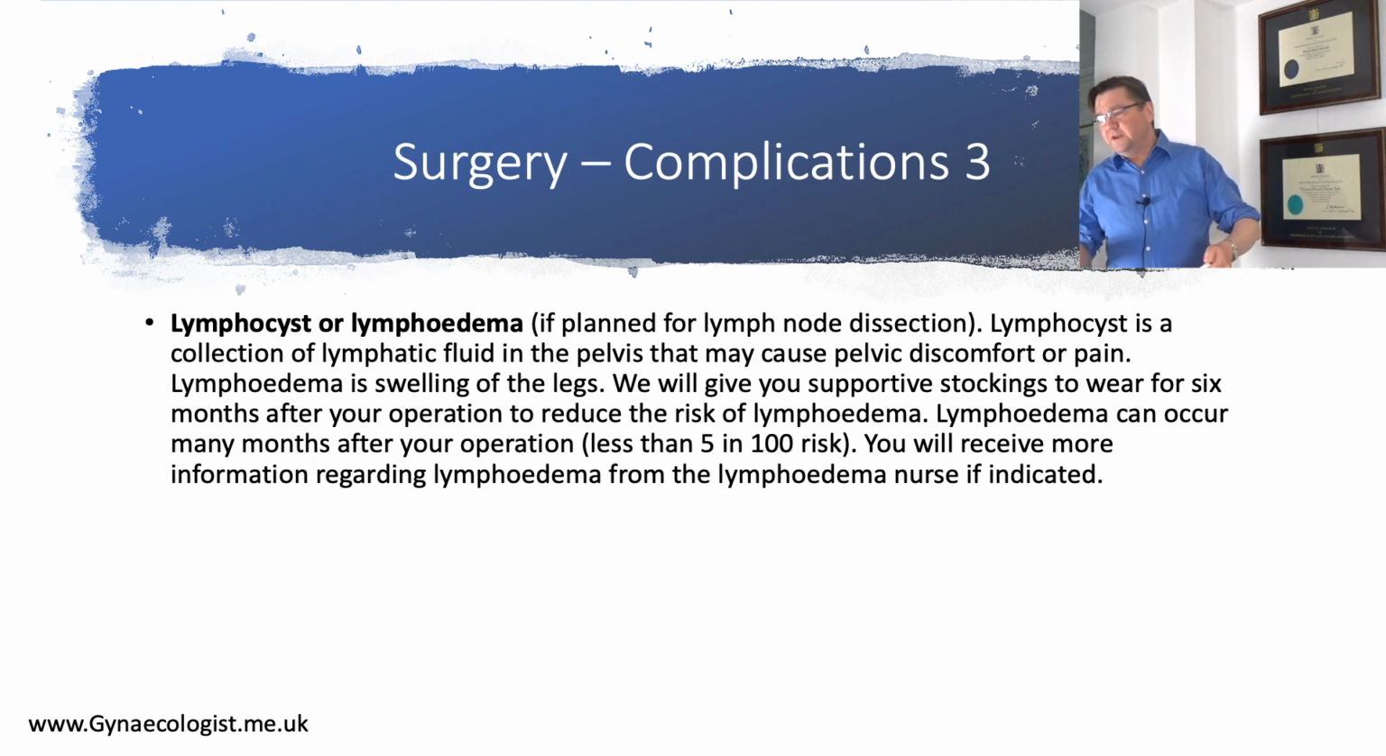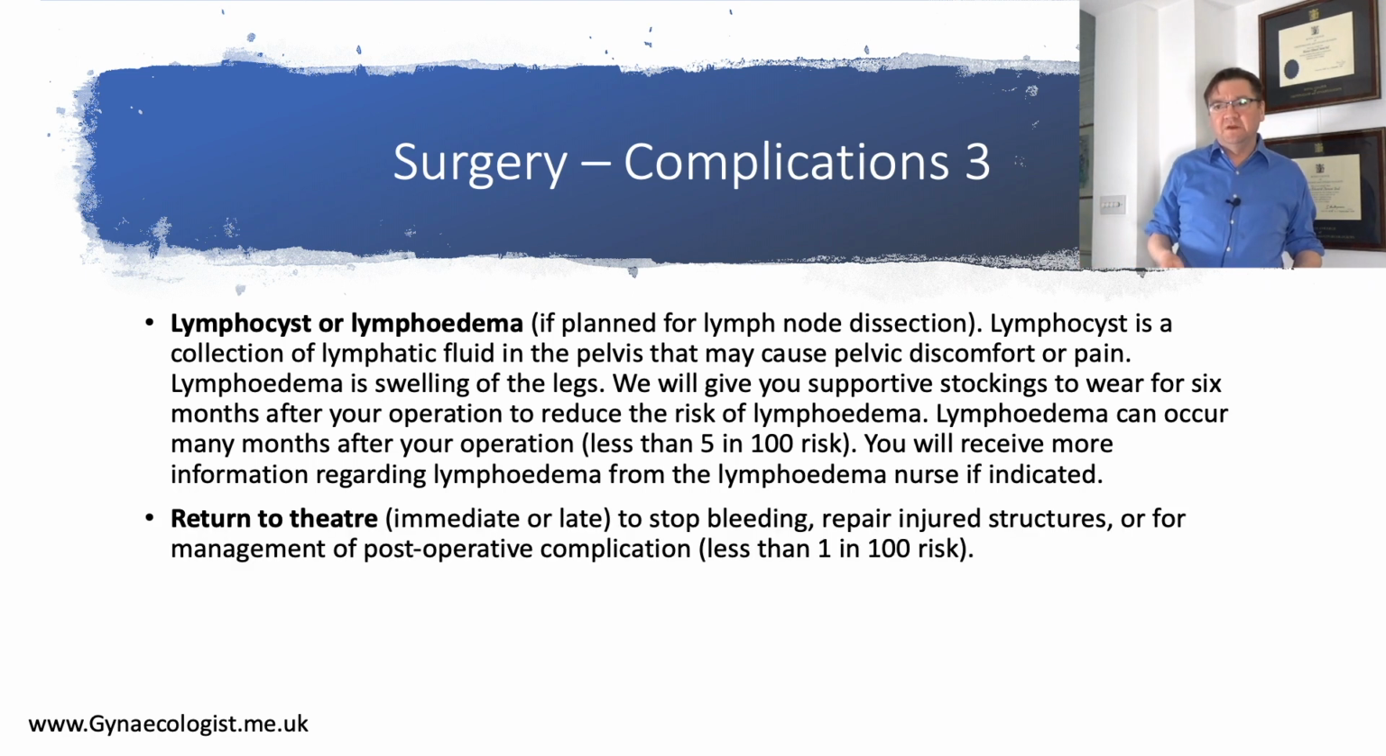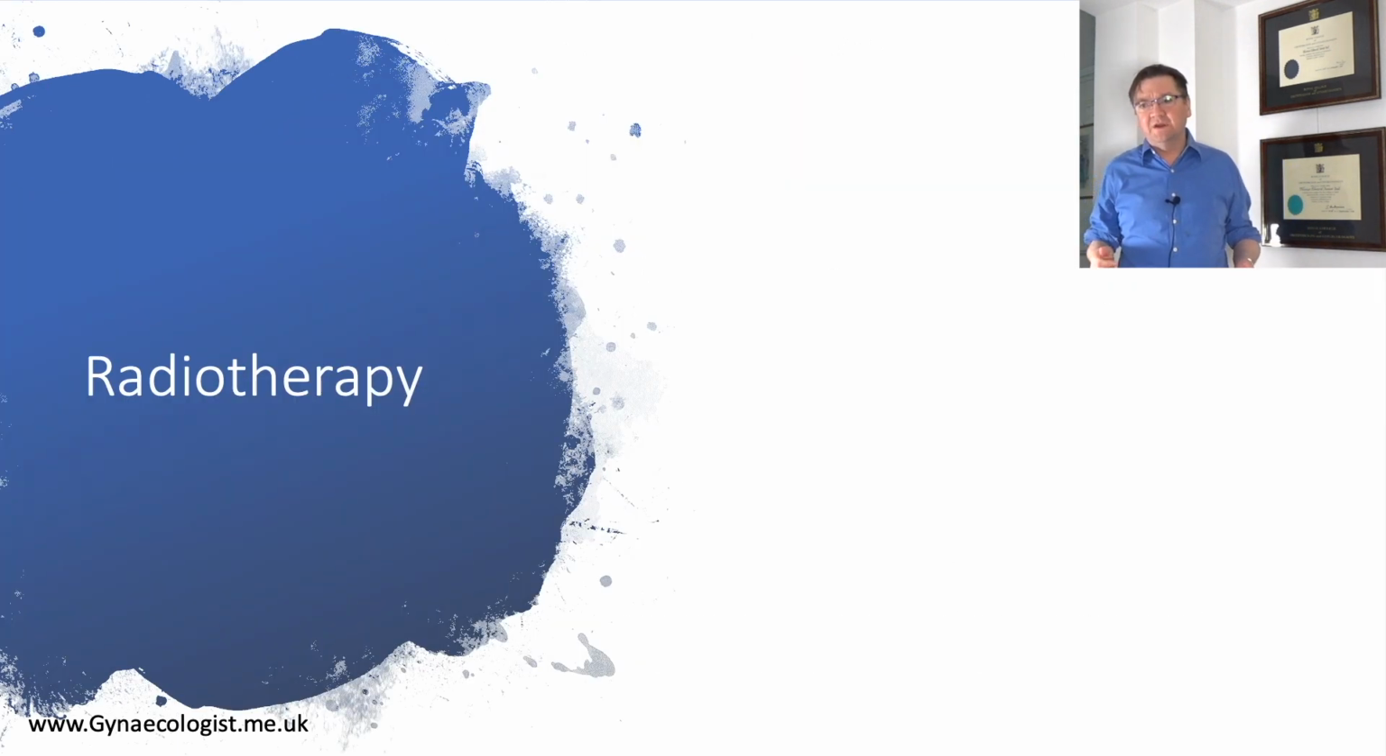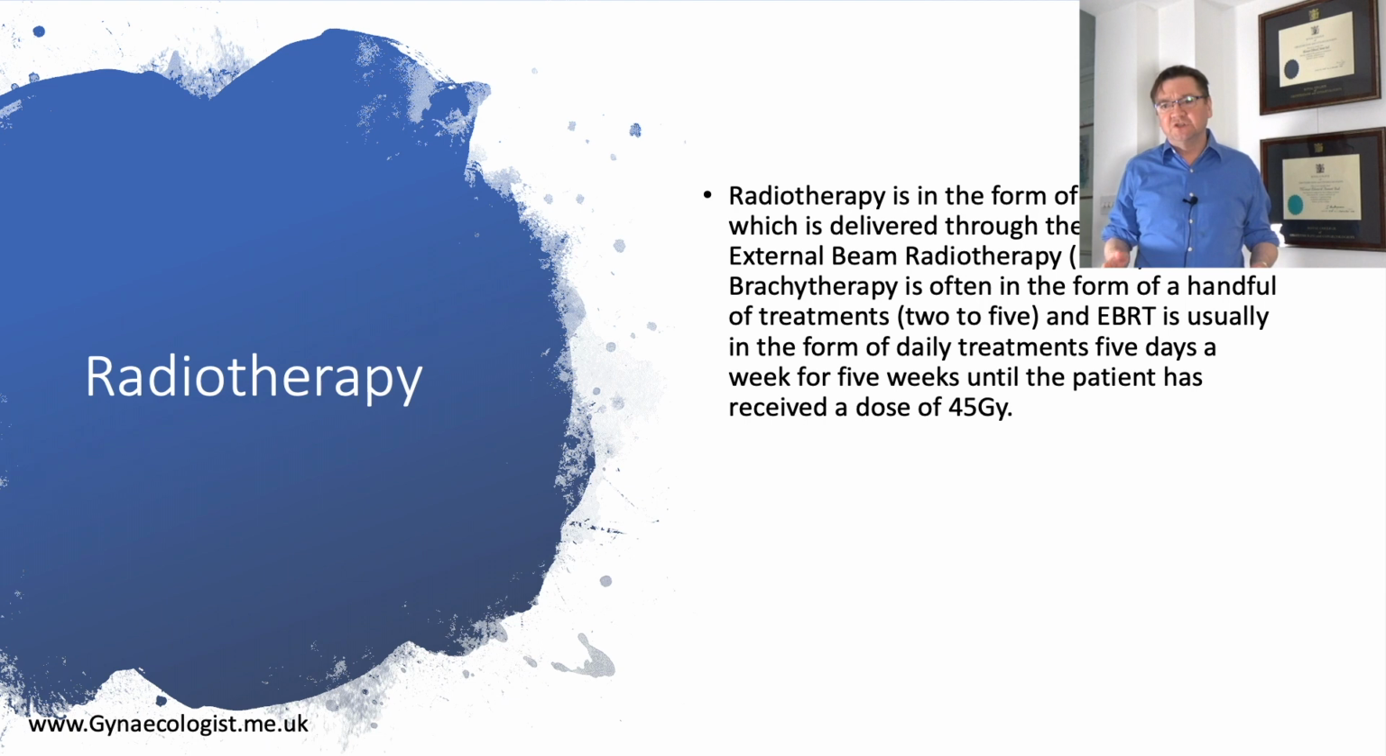So you've operated on a woman, you now have to decide who has adjuvant therapy, and that can be in the form of radiotherapy, either in the form of brachytherapy, which is delivered through the vagina, or in the form of EBRT, external beam radiotherapy.